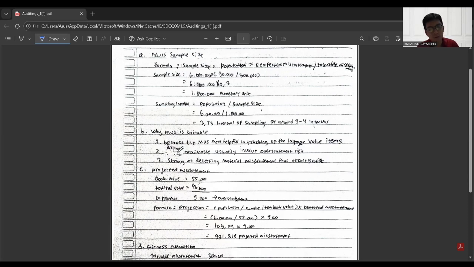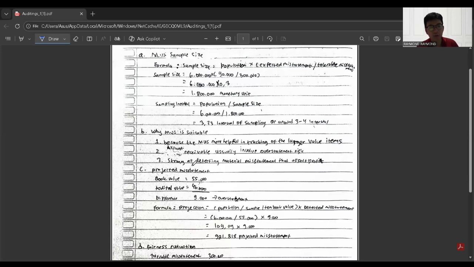And second, accounts receivable usually involve overstatement risk. It means accounts receivable can be overstated because, for example, we record next year's January transactions in December. We cannot do that, because it is not the period for recording that receivable. The recording should be in January. It can create overstatement risk, an overstatement of the accounts receivable. So MUS tries to cover accounts receivable.